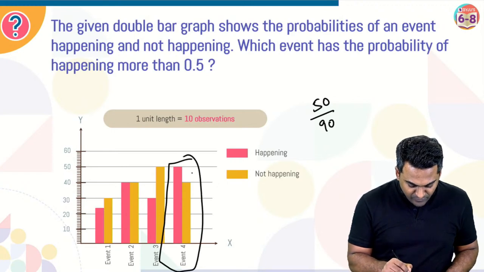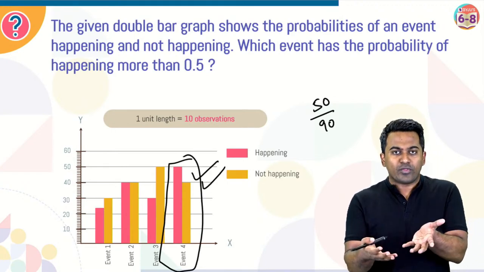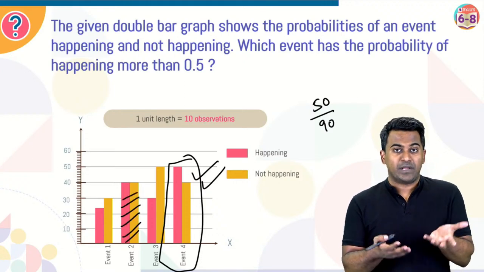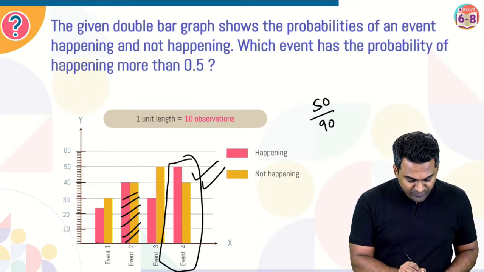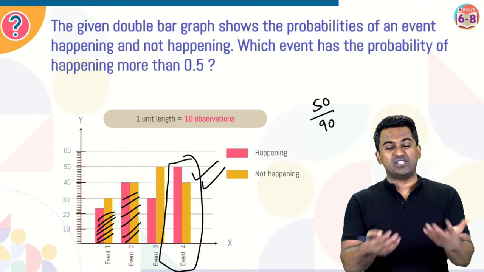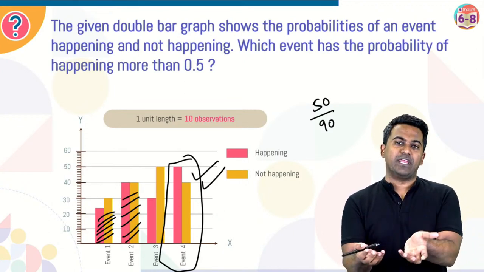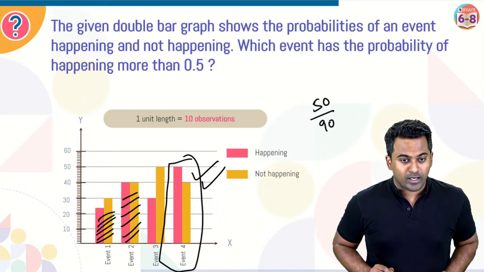You could have just grabbed the information out of the graph because here, in event 3, not happening is more than happening. In event 1, again, both happening and not happening are the same. In event 2, happening, not happening is the same. And in event 1, not happening chance is more than happening. So there's only one event where the possibility for it happening is more than not happening. Very good. Very good. So, okay.